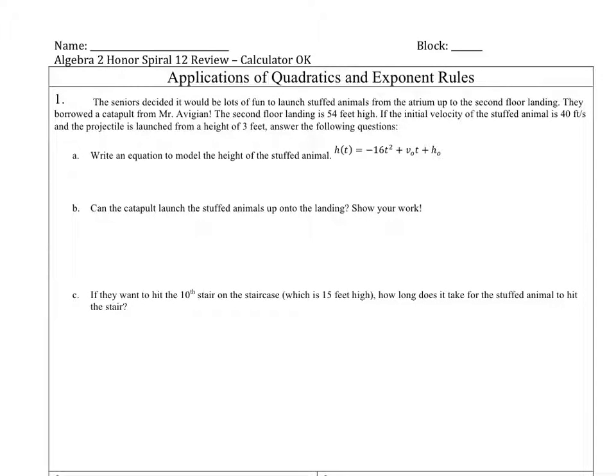We're going to start off with some applications of exponents and some applications of quadratics and exponent rules. First of all, we've got our applications problem. This is going to make use of some nice quadratic reasoning and a formula from physics that tells us the height of something is equal to -16, that's acceleration due to gravity, times the time squared, plus whatever the initial velocity is, times time, plus the initial height.